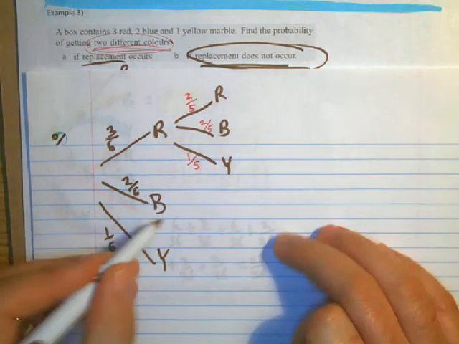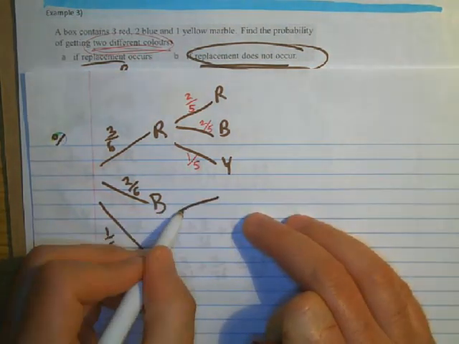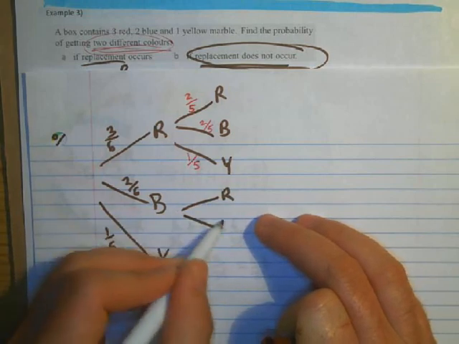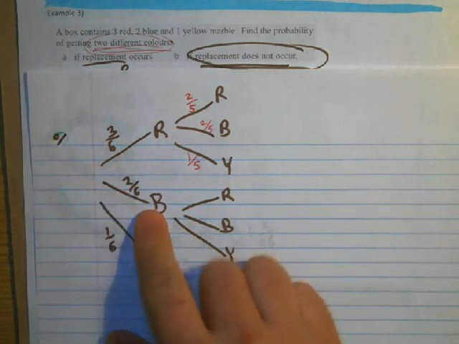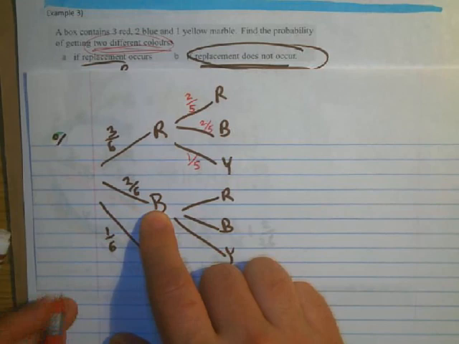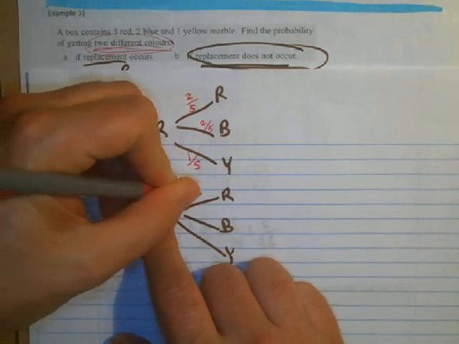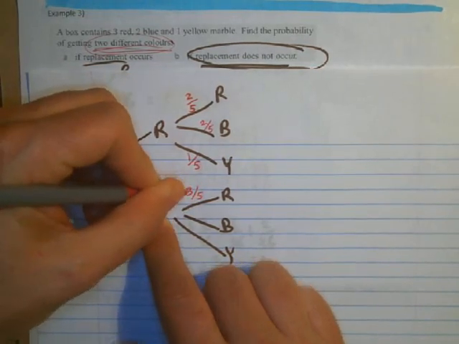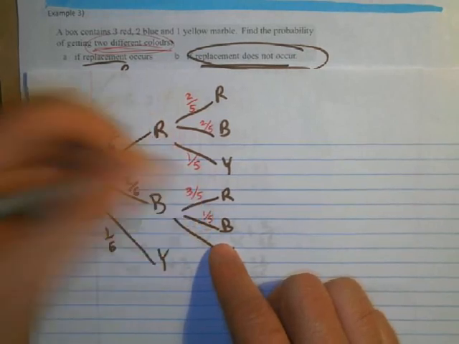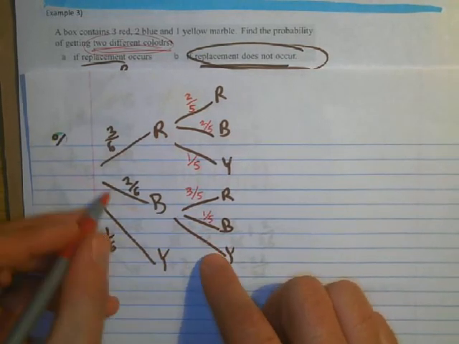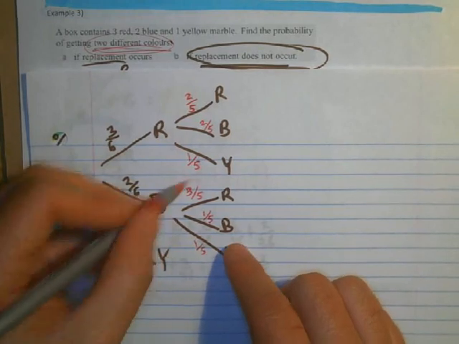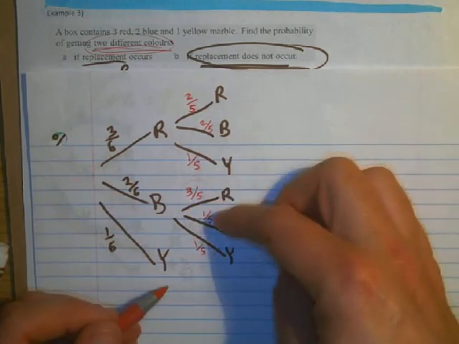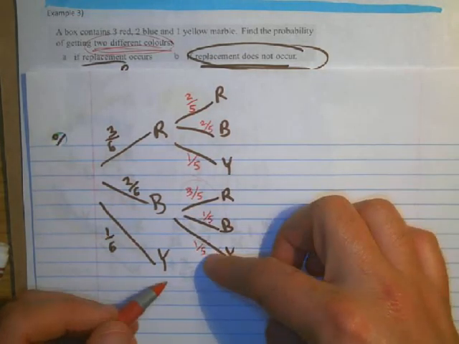Now if I've picked a blue marble, I've taken that away and it's gone. There are still 3 red marbles, so it'd be 3 out of 5, and 1 out of 5 for blue, because I've taken a blue marble away, and there's still 1 yellow marble, 1 out of 5. Do all 3 of these add up to 1? 3/5 plus 1/5 plus 1/5. Yes, those all add up to 1, so that still works.